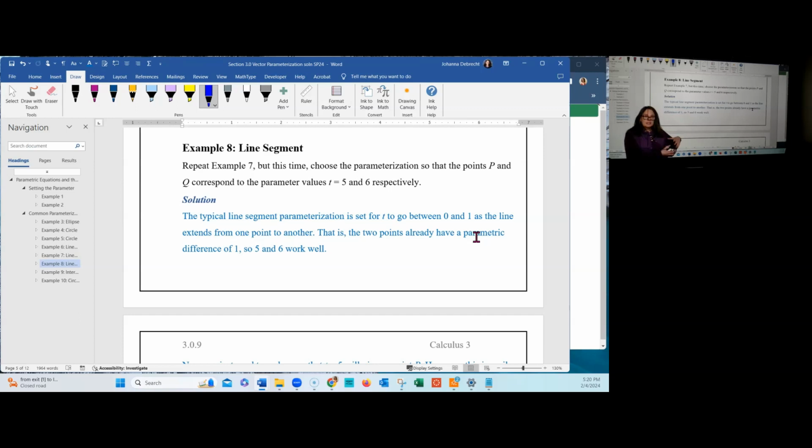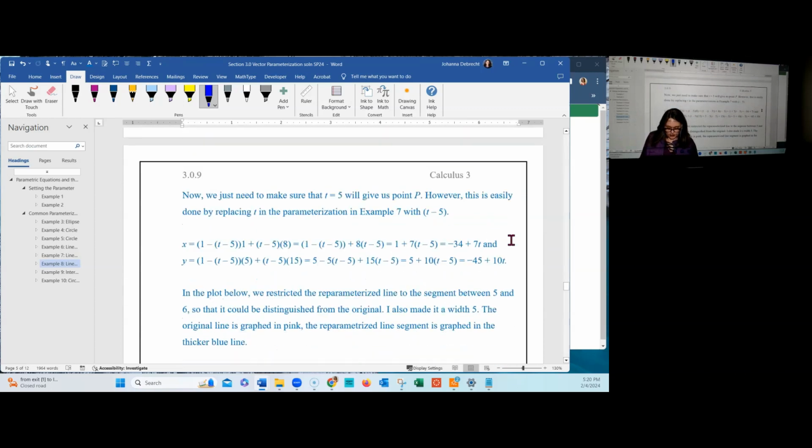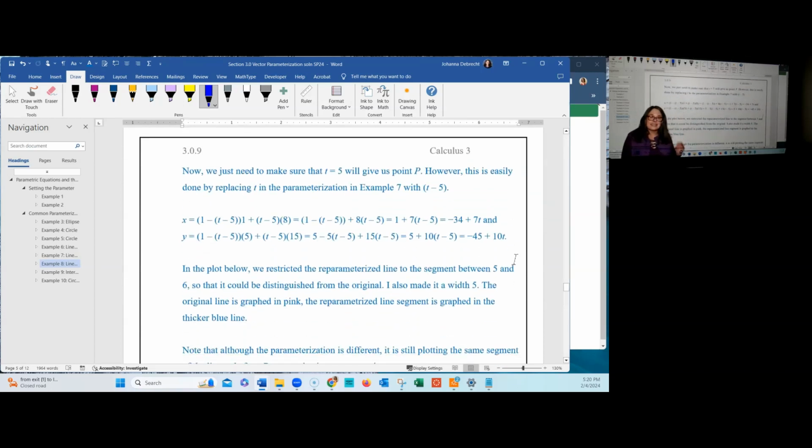And when t equals 6, I want to be at the point (8, 15). So a different parameterization. And how is that going to work? Well, it turns out that I can simply use the same parameterization I did before, but I need to change it so I can get back to the original.